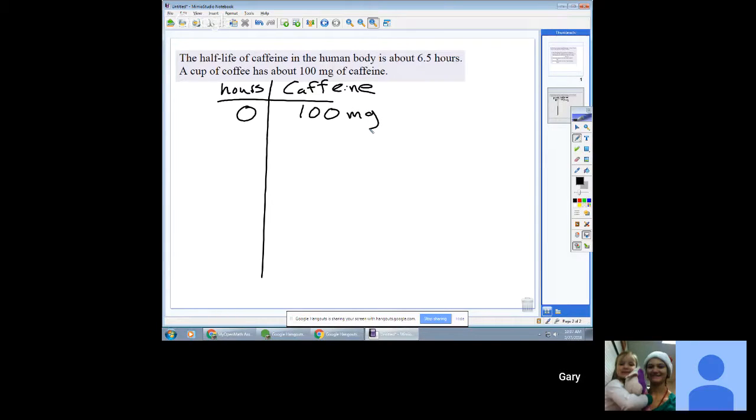Yeah, it's half-life, right? Plug in the half-life. So we know that in 6.5 hours we're going to have half of what we started with. So 6.5 hours later, how much caffeine are we going to have? 50 milligrams.